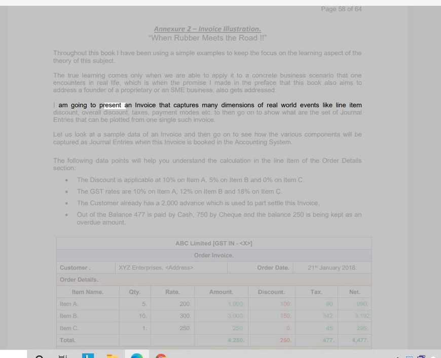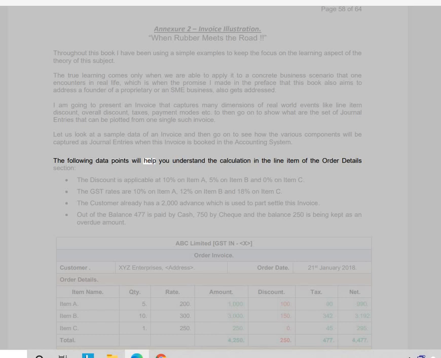I am going to present an invoice that captures many dimensions of real-world events like line item discount, overall discount, taxes, payment modes, etc., to then go on to show what are the set of journal entries that can be plotted from one single such invoice. Let us look at a sample data of an invoice, and then go on to see how the various components will be captured as journal entries when this invoice is booked in the accounting system.